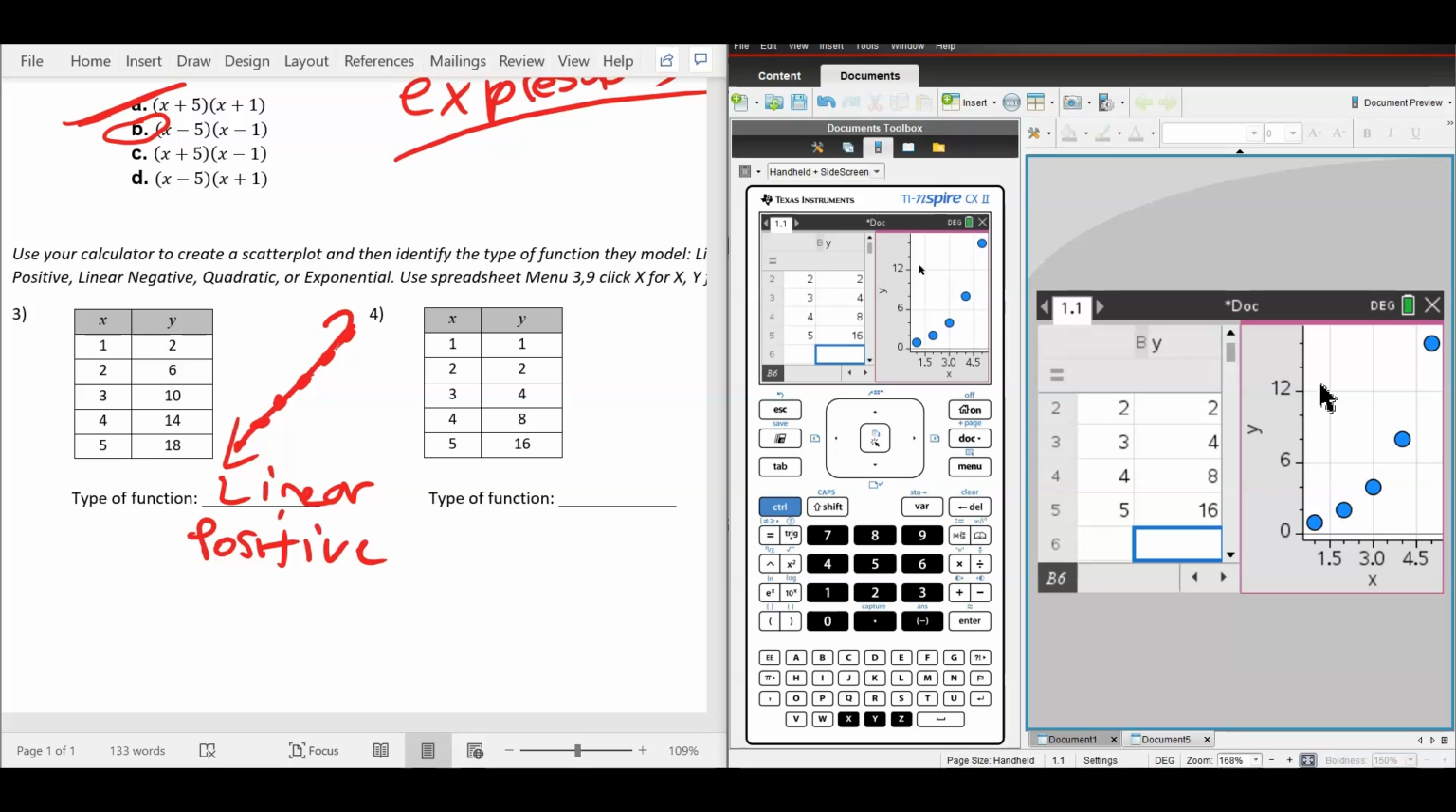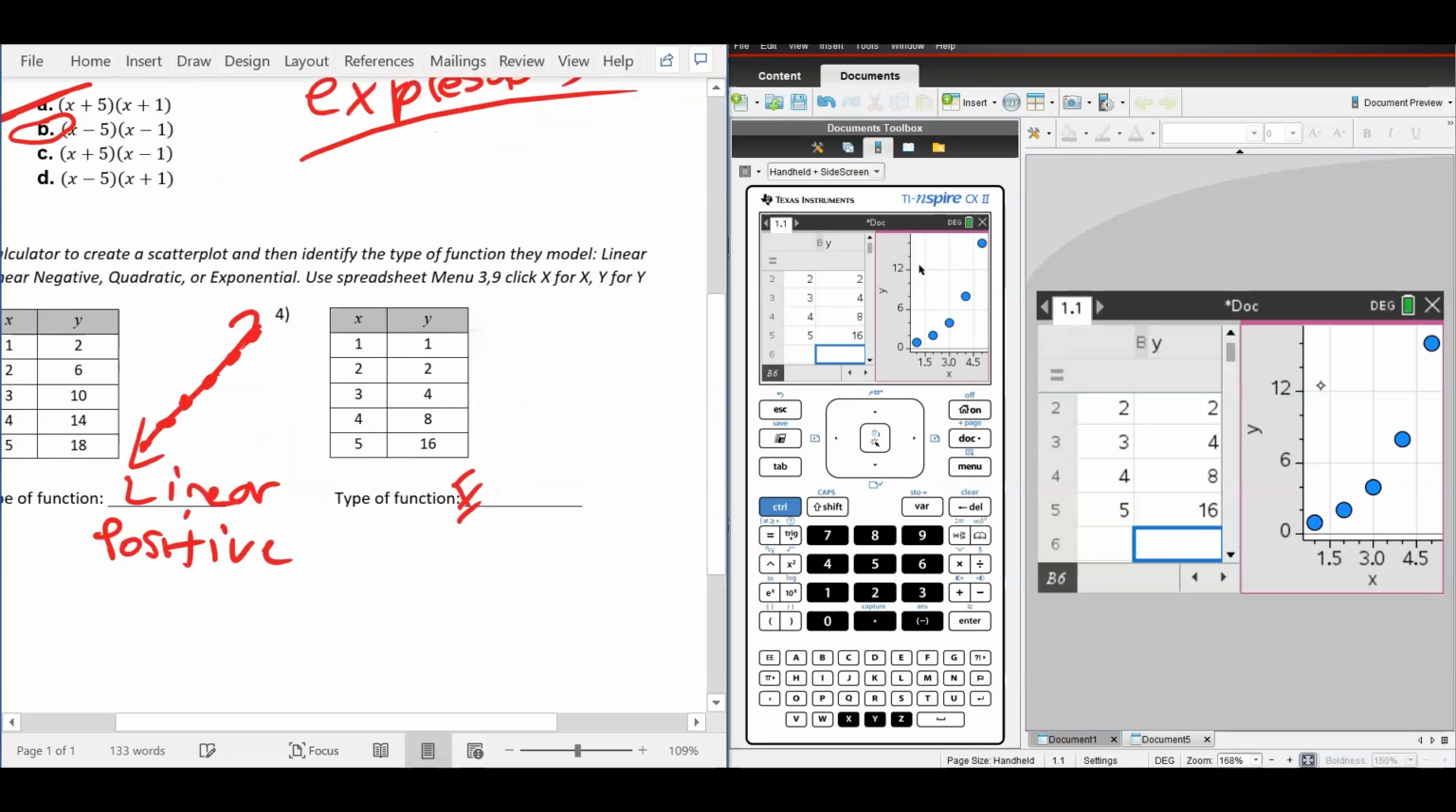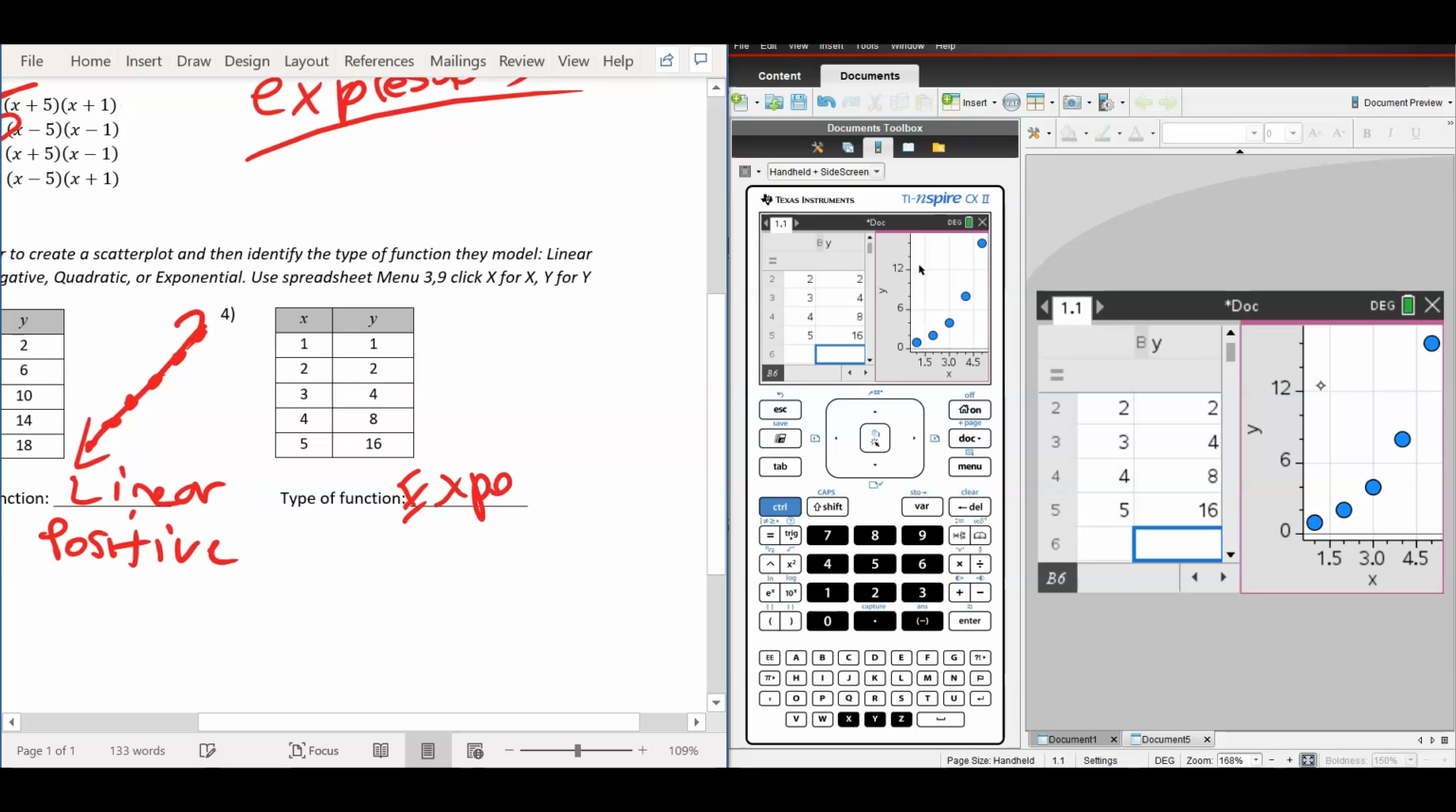Now, this is not straight if you follow it, and it doesn't go back up like a quadratic. So what's that, that one you just said? What is it? Exponential. Learn the name, exponential. Exponential. Okay, so.